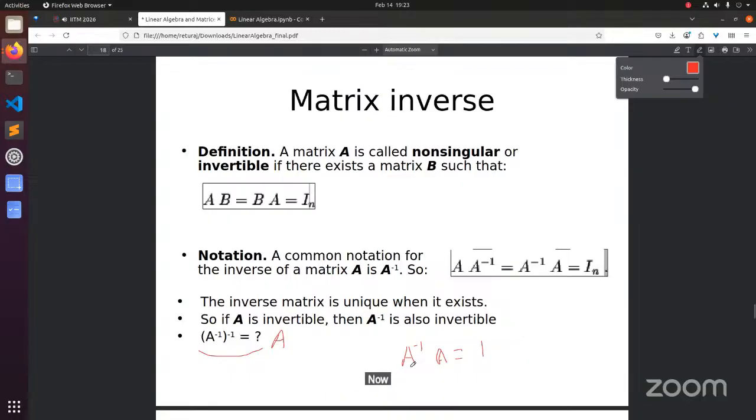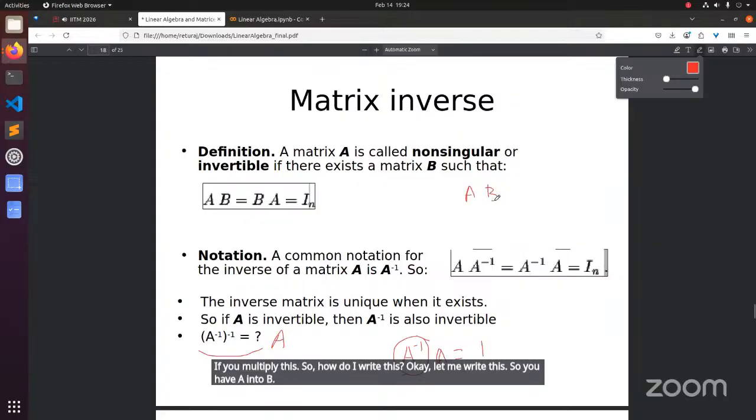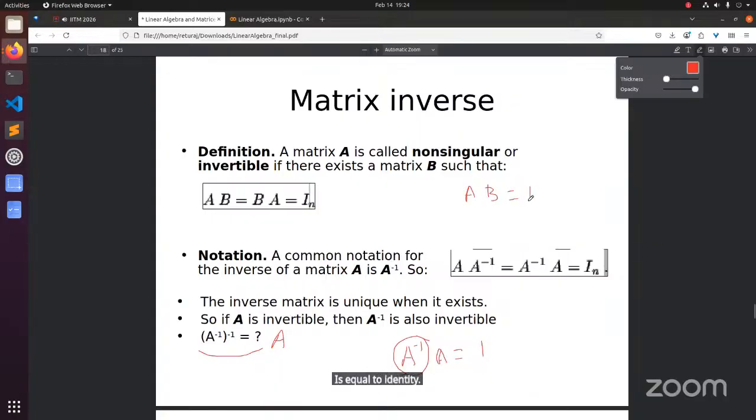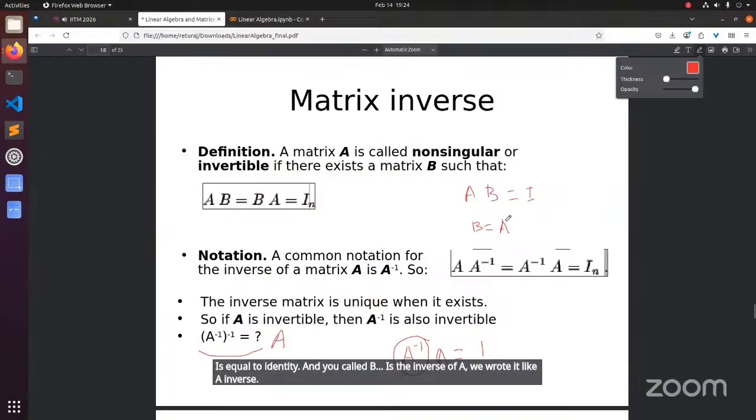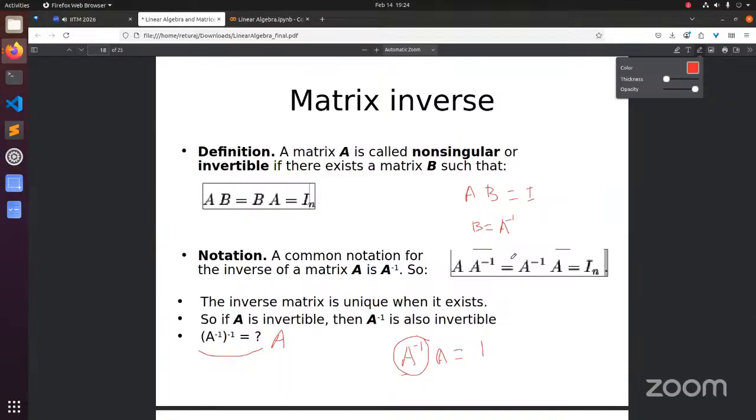Now you want to find the inverse of this guy. So what we did was A into B was equal to identity. So if you multiply this, let me write this. You have A into B is equal to identity, and you called B the inverse of A. We wrote it like A inverse, B is equal to A inverse. Then only this is possible. Everyone is okay? Yes, sir.